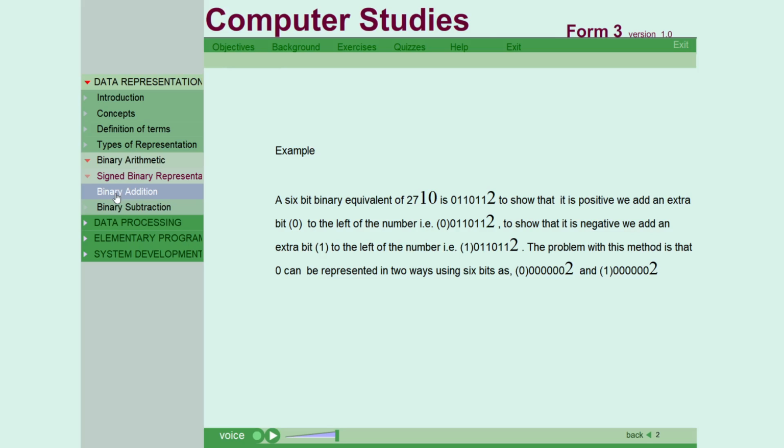The problem with this method is that 0 can be represented in two ways using 6 bits, as (0) 000000 to the base of 2 and (1) 000000 to the base of 2.